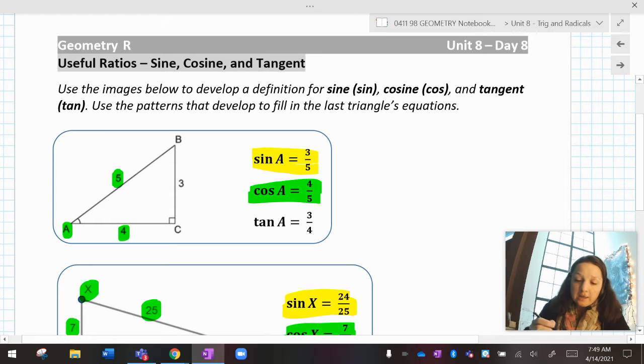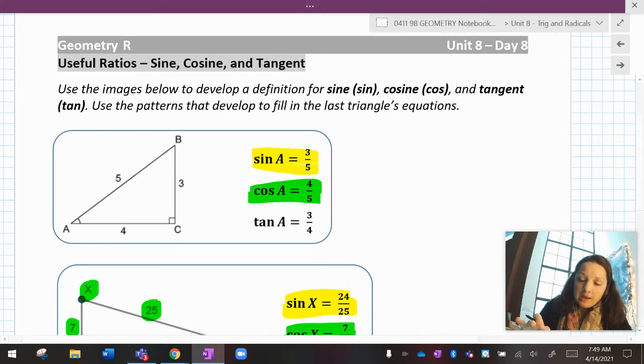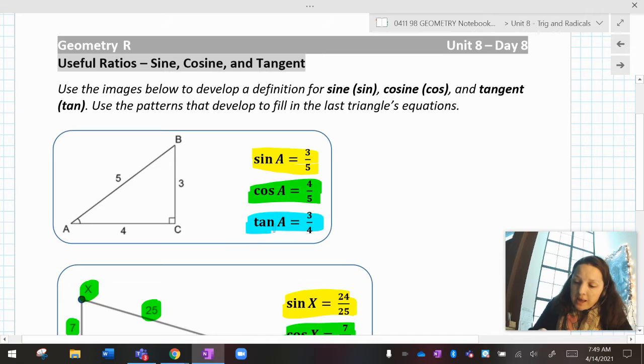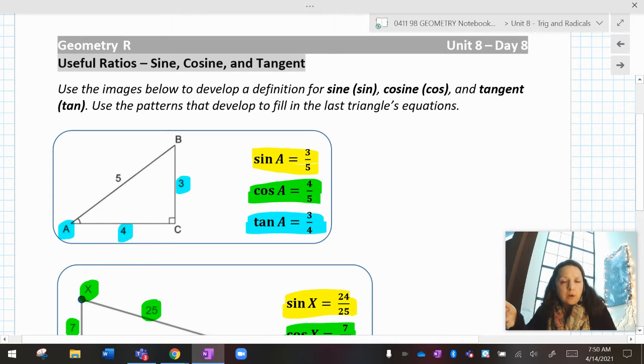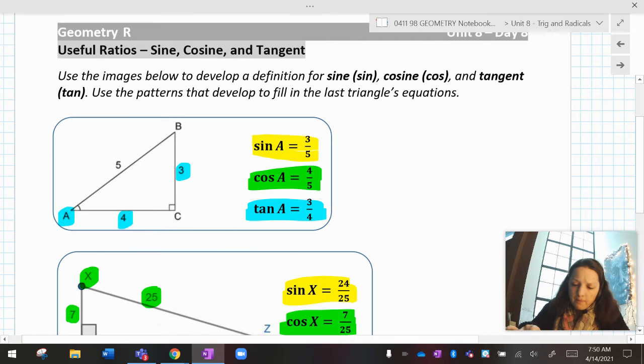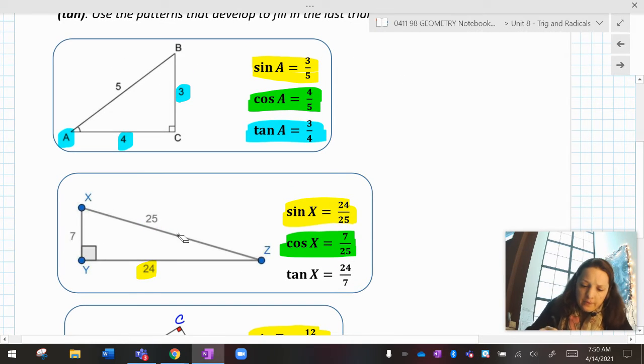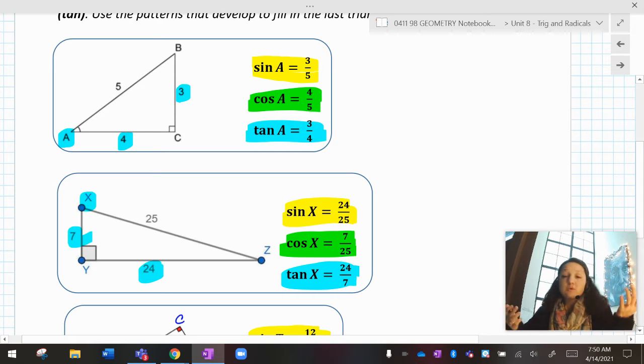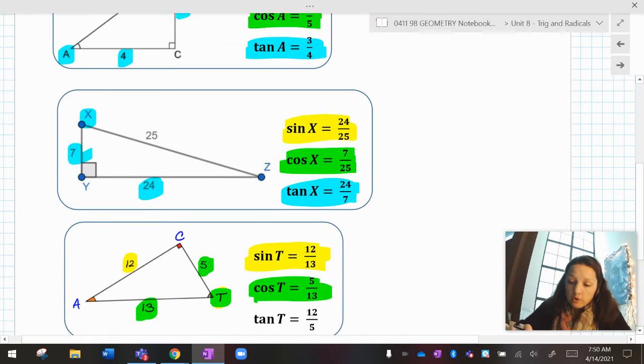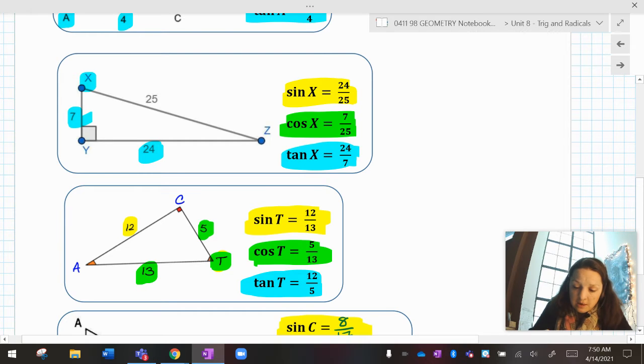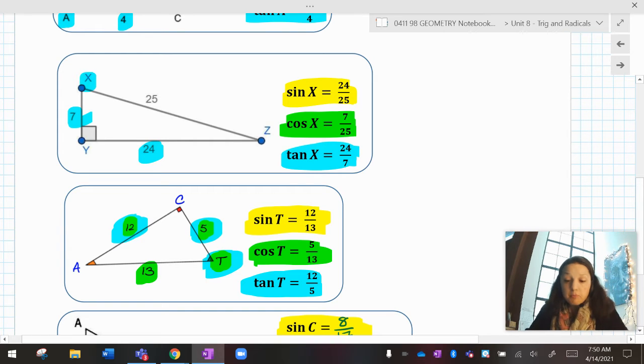Tan is short for the word tangent. And if we want to do tan A, let's do this in blue here. Tan A is 3 over 4. Okay, so I'm not using the hypotenuse at all this time. Here's A, here's 3, here's 4. So it's the far away number divided by the close number. All right, let's try it down here. This one says tan X equals 24 over 7. Okay, so X, 24, 7. Yep, so I didn't use the hypotenuse again. Far away number over close number. And then tan T, so here's T, far away number over close number, and I didn't use the hypotenuse.